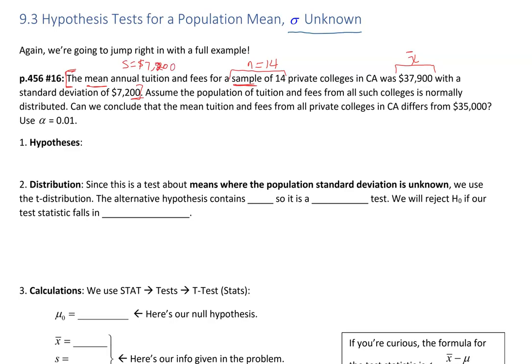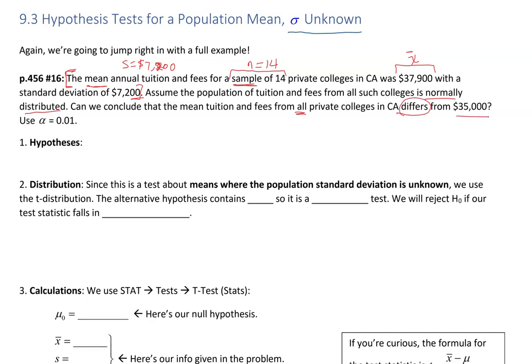And then, assume the population of tuition and fees from all such colleges is normally distributed. Do you know why that's in there? That's because we have our small sample size, so that allows us to proceed. And then here's our question: can we conclude that the mean tuition and fees from all private colleges differs from 35,000?